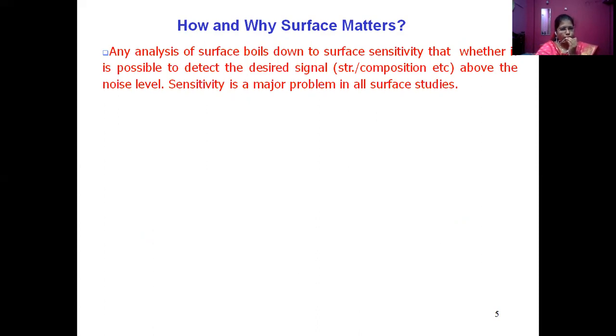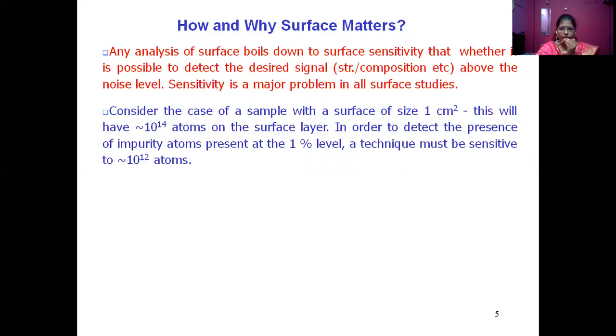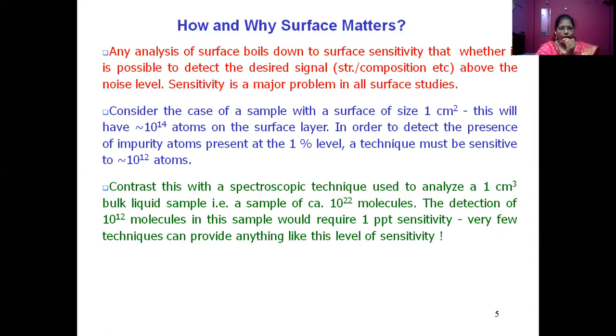Analysis of a surface boils down to surface sensitivity, that is, whether it is possible to detect the desired signal above the noise level. Sensitivity is a major problem in all surface studies. Consider a sample with a surface size of 1 centimeter square having 10 to the power 14 atoms on the surface layer. To detect impurity atoms present at the 1% level, a technique must be sensitive to 10 to the power 12 atoms.